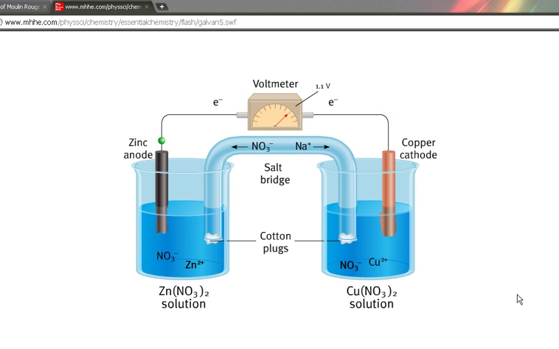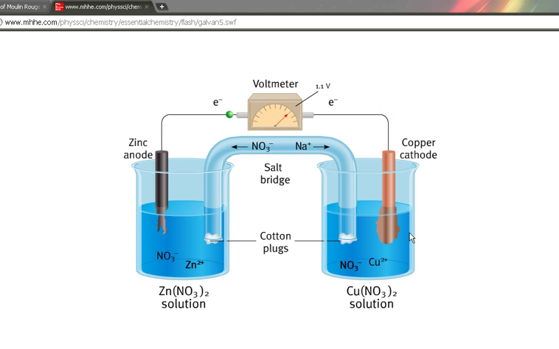As a galvanic cell discharges, the reactants are being consumed to produce products, and therefore these concentrations are constantly changing. The actual cell potential, the electromotive force, actually decreases. Once it reaches a state of equilibrium, when the cell potential is zero, the cell is said to be dead, and the concentration of reactants and products no longer changes because it's at equilibrium.